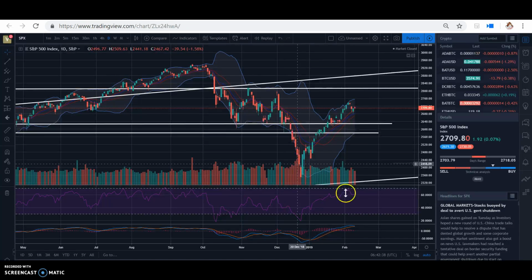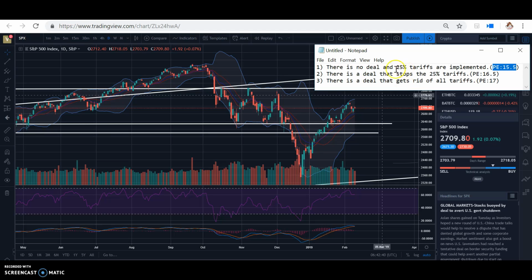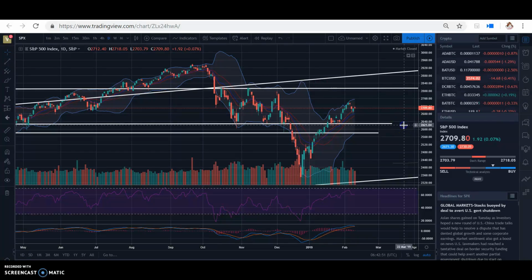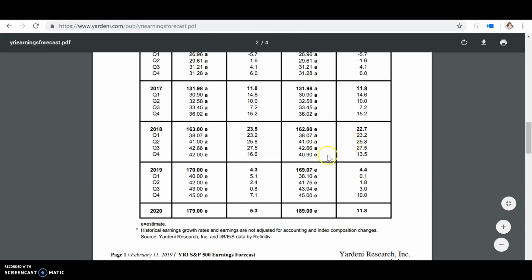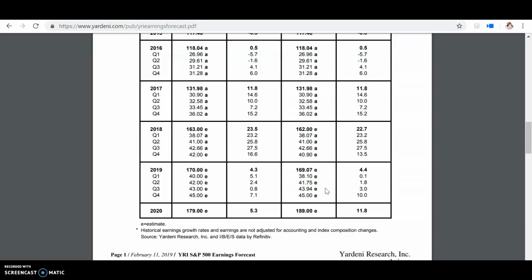So let's talk about the next scenario, where there's a temporary deal, right? If there's a deal that stops just the 25% tariffs, I think you're going to see the market trade at a 16.5 PE. I think that's really fair. And I also think that these growth numbers are probably going to go down maybe a little bit because a 10% tariff is still a lot. But it's not going to be that bad, guys. If there's still a 10% tariff, this number will probably get down to 167 in my opinion, because Q4 will get revised down if there's still 10% tariffs at that time.